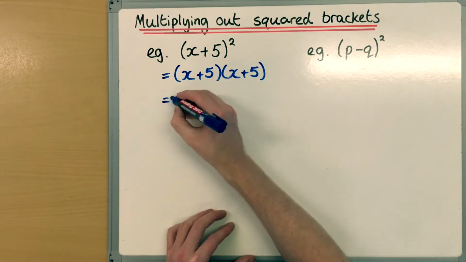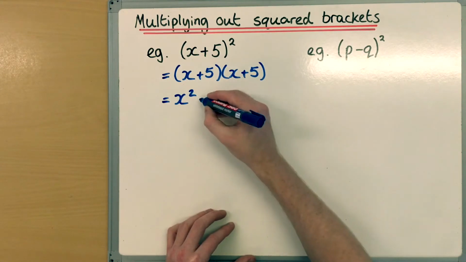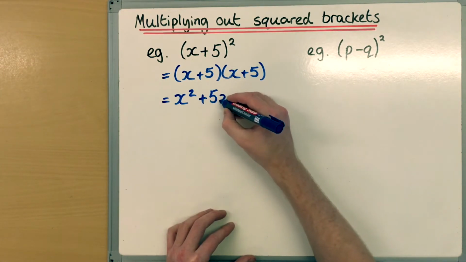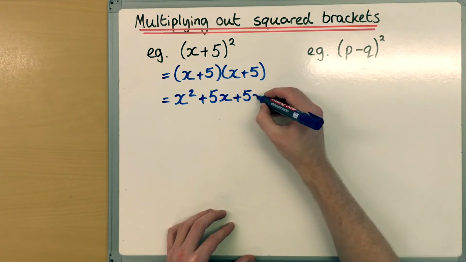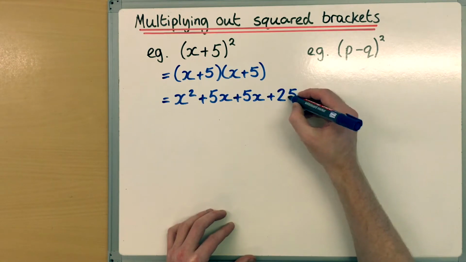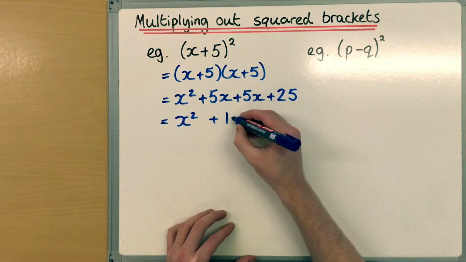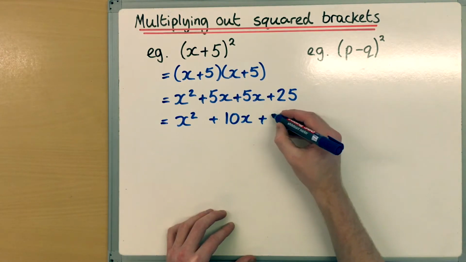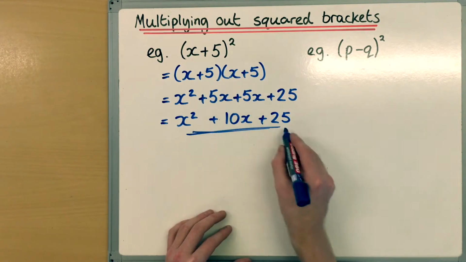So let's use FOIL here. First times first is x squared. The two outside terms will give us 5x. The two inside terms will give us another 5x. And finally, last times last will give us 25. Neaten that up and we're left with x squared plus 10x plus 25. Okay, and that's our answer there.